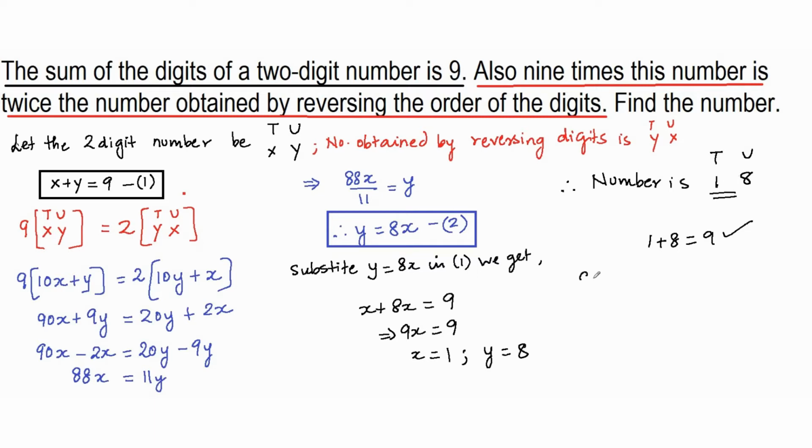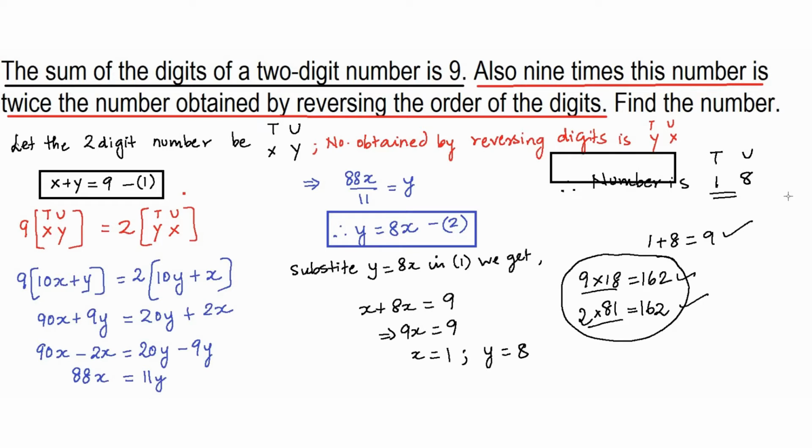And 9 times this number. So let us find 9 times 18. 9 times 18 is 162. Is twice the number obtained by reversing the digits. So reversing the digits gives me 81. And twice of 81 is also 162. So the second condition also matches. 9 times the number is twice the number obtained by reversing the digits. And therefore our answer is right. So the number is 18. Yeah, this is our final answer. So let me again pause for a couple of seconds and then we move on to our next question.